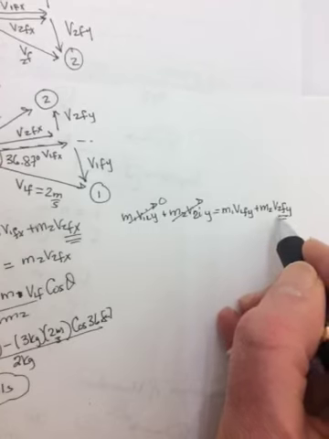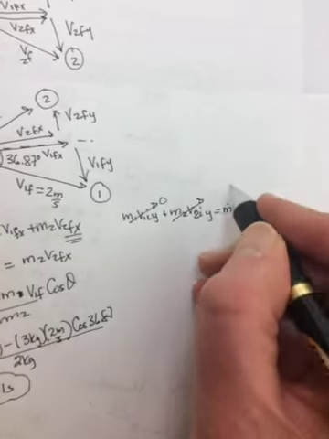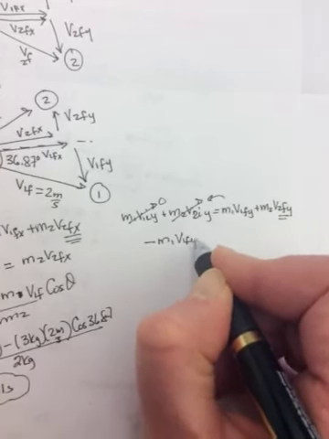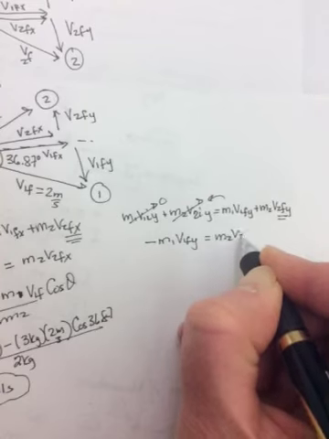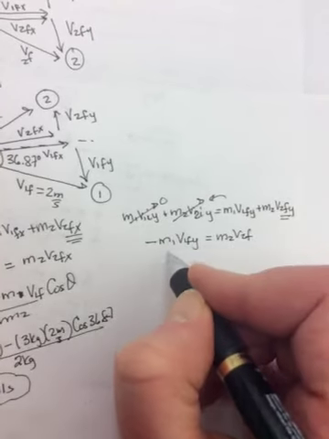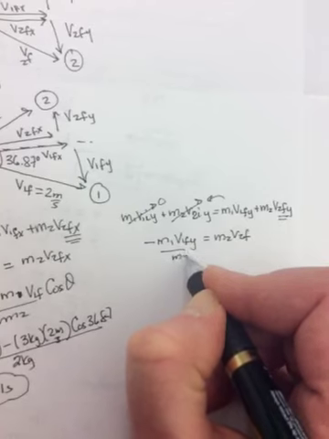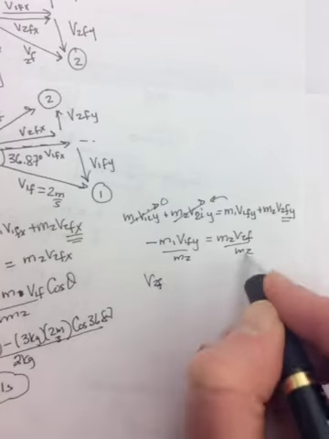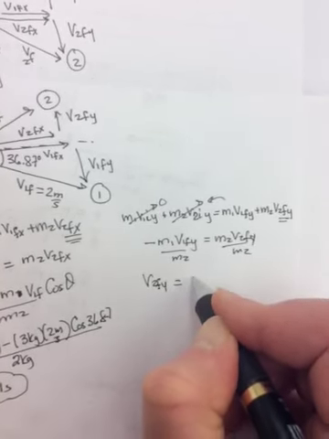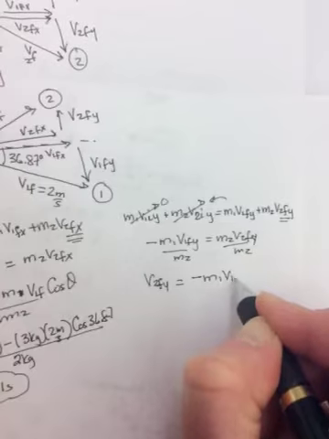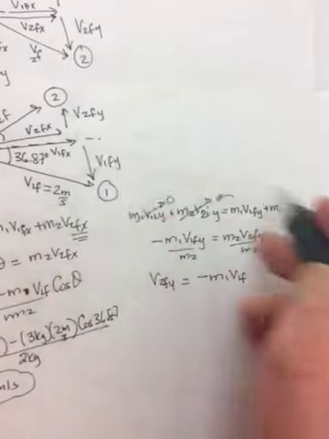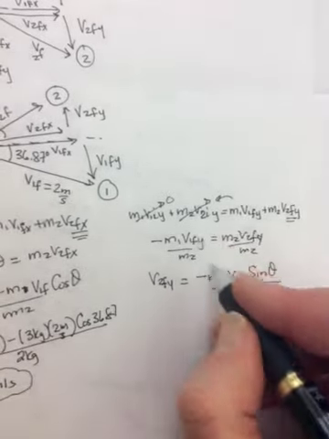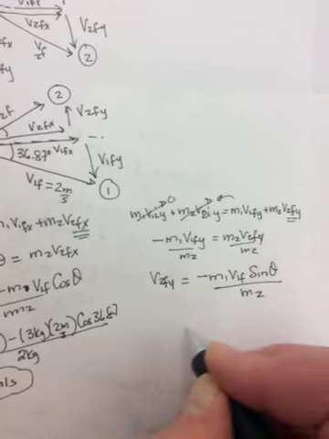We're looking for v2 fy. So bring this guy over and it'll become negative. m1 v1 fy is equal to m2 v2 fy. We want the v2 fy alone, so divide by m2. Okay, and when you do that, v2 fy will equal negative m1 v1 f, and the y component is the opposite side, so it's sine theta. So the one you know you need to change to sine or cos, divided by m2.